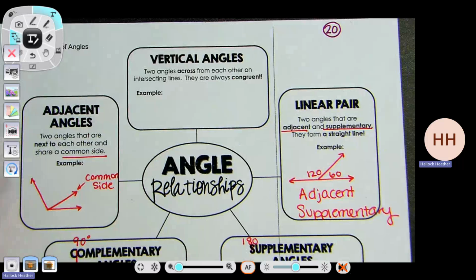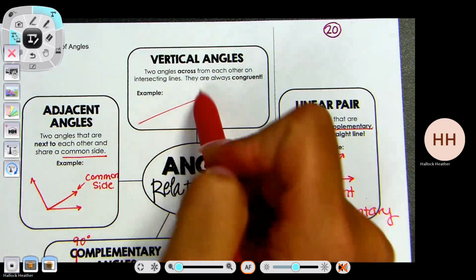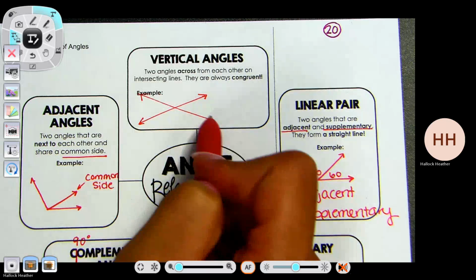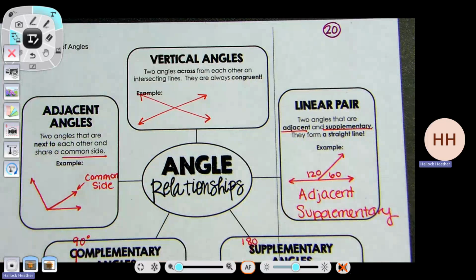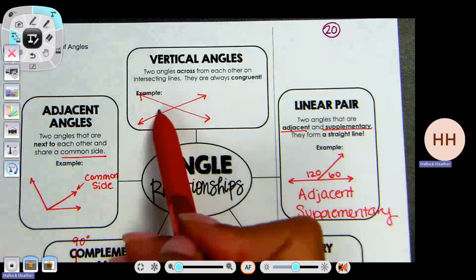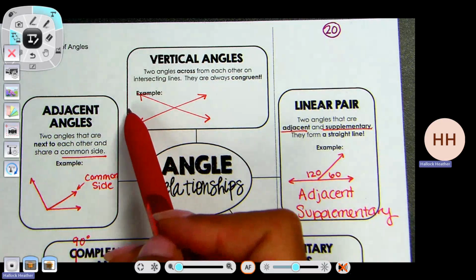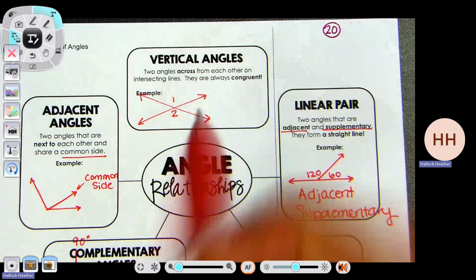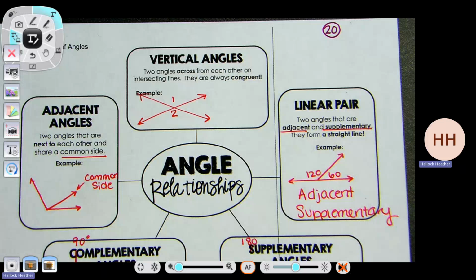The last one is vertical angles. Vertical angles are across from each other in an intersection. So we are going to have two lines that actually cross each other for this picture. Okay, so we have two lines that cross. The top and the bottom are both obtuse. The sides are both acute. So what we know about these is that they are congruent to each other. Vertical angles are the top and the bottom, and technically both sides. They're congruent to each other.